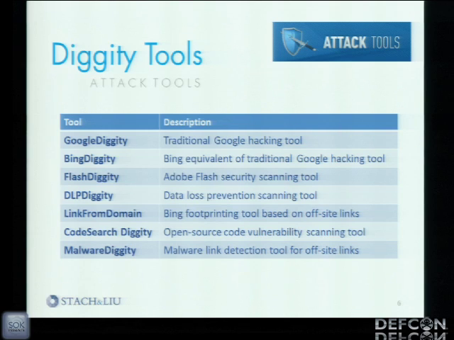Some of the old tools, as I mentioned earlier, are Google Diggity and Bing Diggity, our traditional Google and Bing hacking tools. We have Flash Diggity, which is an Adobe Flash security scanning tool that leverages Google and Bing to find SWF files out there, bulk download them, bulk decompile them back to their ActionScript, and then bulk look through them for Adobe Flash vulnerabilities.